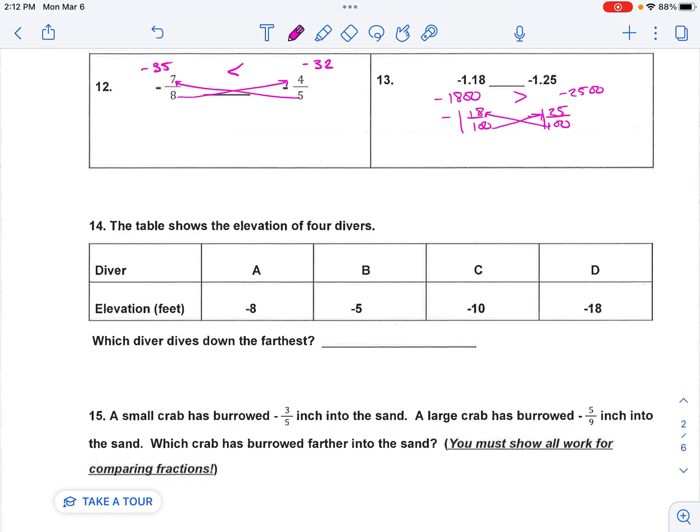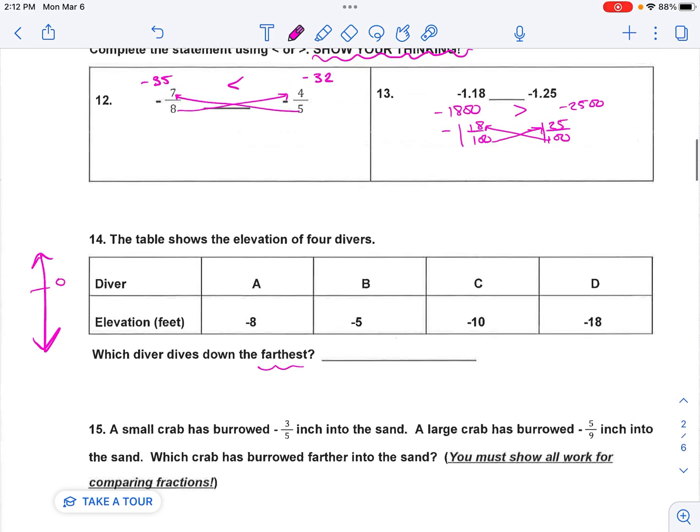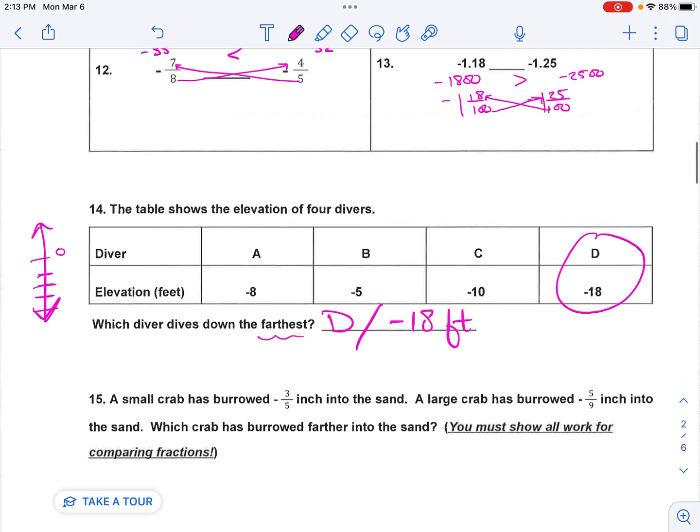The table shows the elevation of 4 divers. Which diver dives down the furthest? If you're thinking of a vertical number line, if this is 0, you're going to have -5 and then -8 and then -10. The furthest would be -18.